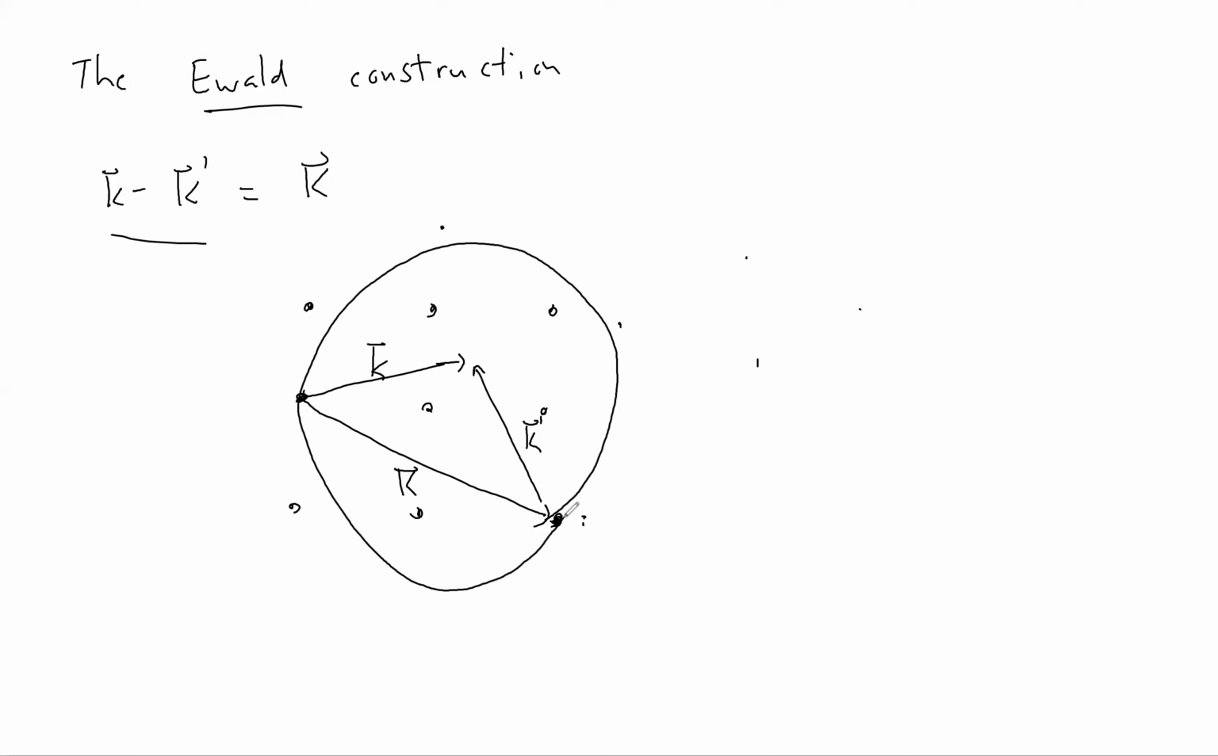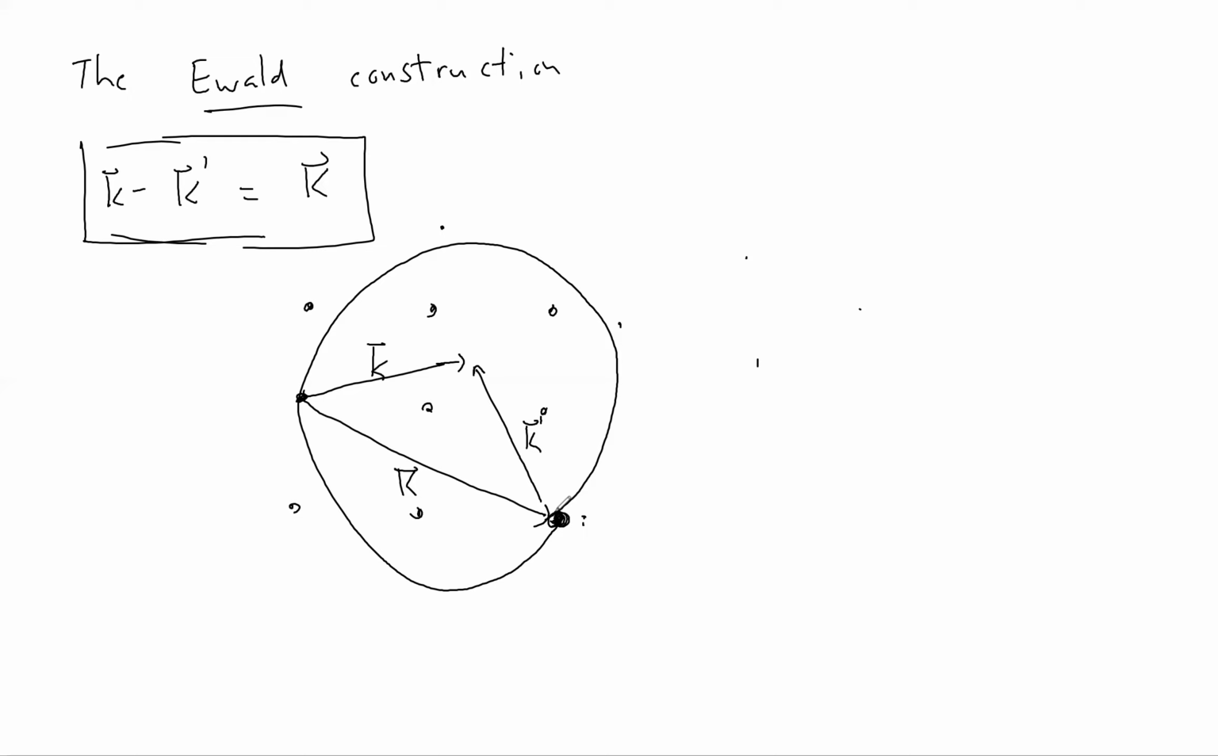So this circle corresponds to sweeping all possible orientations of little k prime. And when this is true, I will measure constructive interference. So whenever a reciprocal lattice point is on the surface of this circle, or sphere in 3 dimensions, I'll measure constructive interference. You can see that this happens infrequently. There's certainly only a finite set of points that satisfy this, it's not a large number of points.